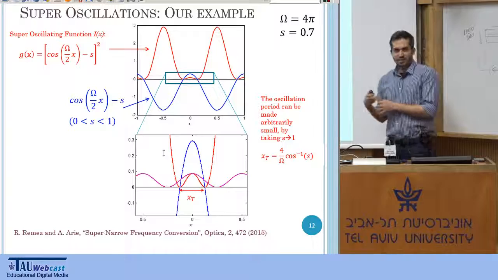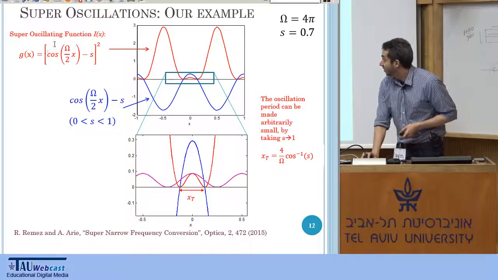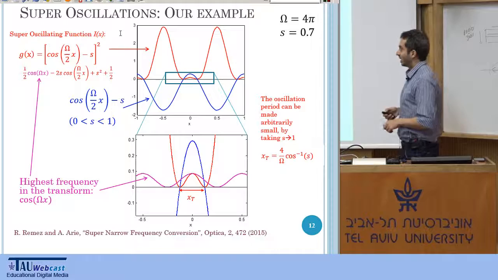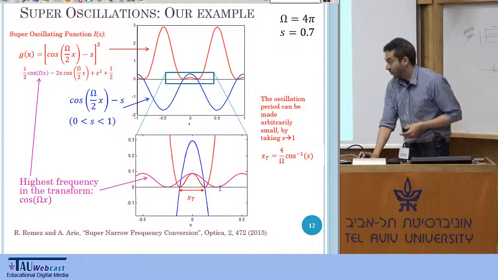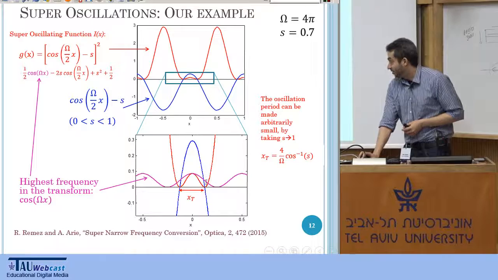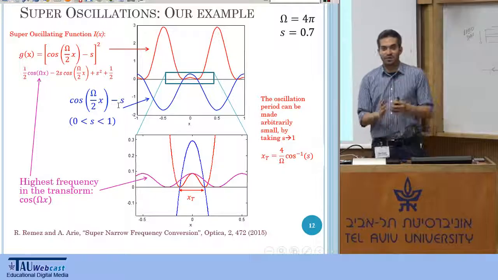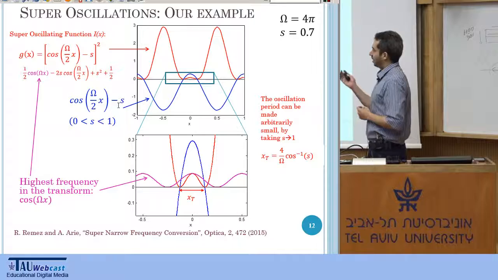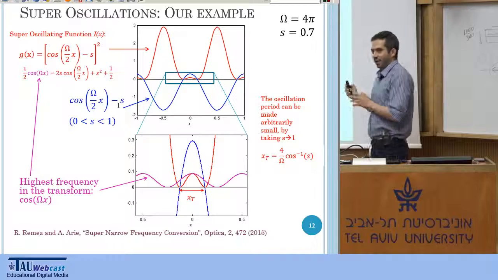Well, we can simply open the parentheses of this red function, use simple trigonometric identities, and we get that the highest frequency is omega. And if I draw this highest frequency here in this plot, this frequency is evidently much wider than the small oscillation. And again, omega and s are two different degrees of freedom. I can change s, make the super oscillation even faster, but omega would remain constant. So this is a very simple example for a super oscillating function.